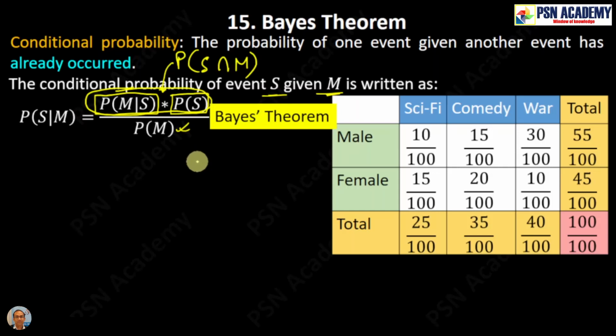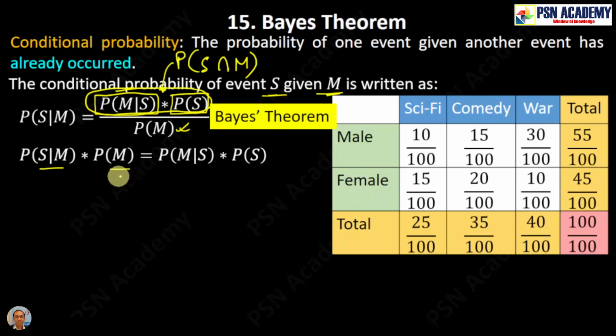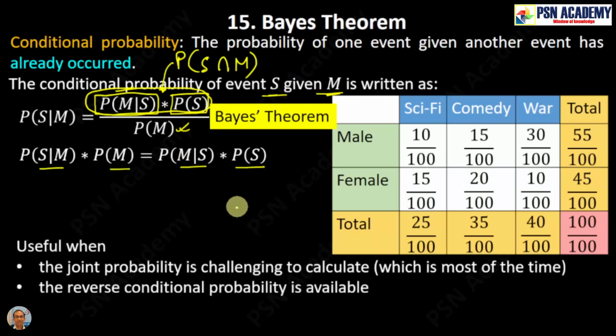Now if you find it a little bit clumsy, then you can make it flat. Take this P of M on the left hand side of this equal to sign, and you will get a pattern like P of S given M times P of M equals P of M given S times P of S. Now, when you go for conditional probability, most of the time joint probability is challenging to calculate, and you have the reverse conditional probability in hand.